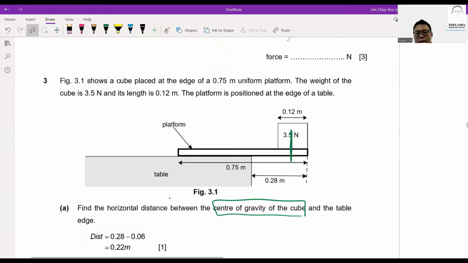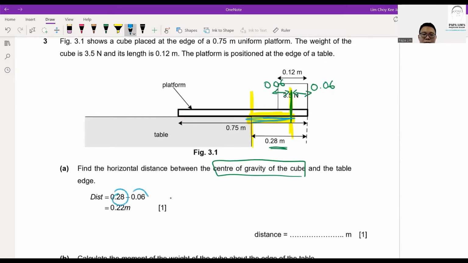So at the center here, it's 0.06 to the right, and it's 0.06 to the left. Effectively, if the length is 0.28, the distance between the edge of the table to the CG of the cube will be here. This will be the length between them. If you look at the picture, it will be 0.28 minus 0.06, you get the answer 0.22.